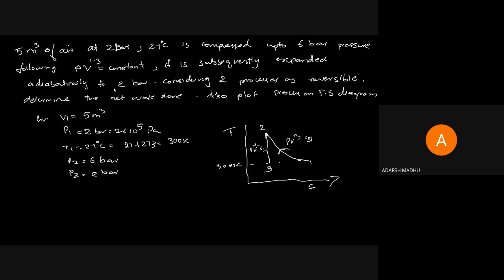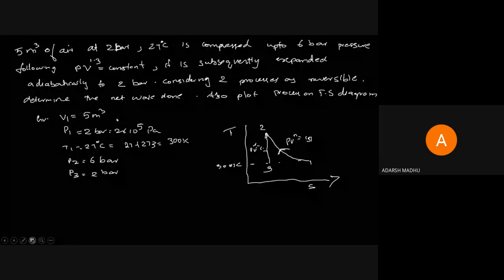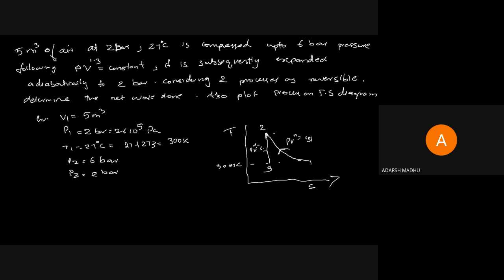TS diagram, let us draw it first. The diagram has been drawn. That is the first process, the polytropic process, drawn like this, and since it is compression it goes from 1 to 2. Thereafter the second process, adiabatic expansion, is a perfectly vertical straight line, that is 2 to 3. We have drawn the figure.